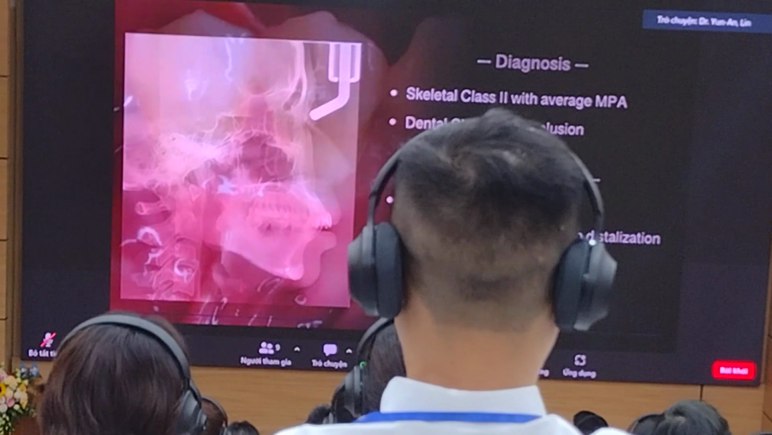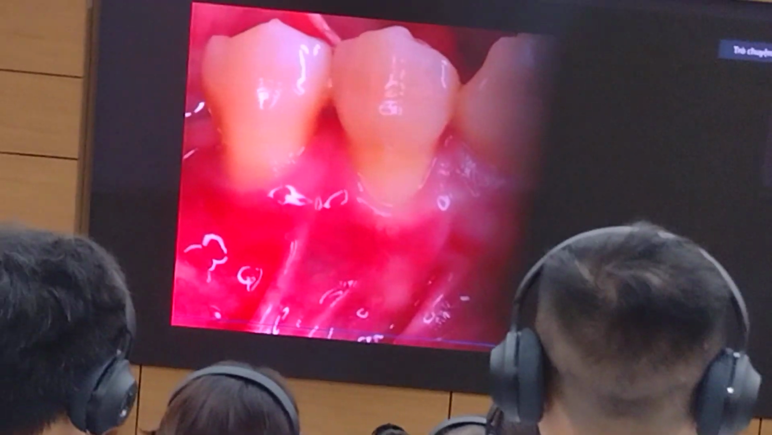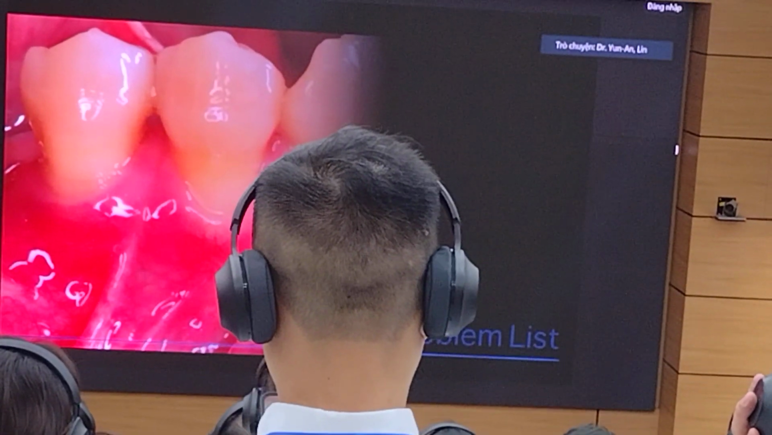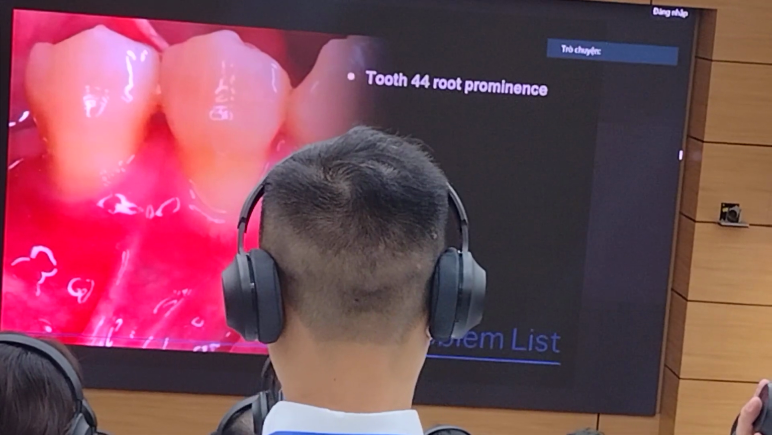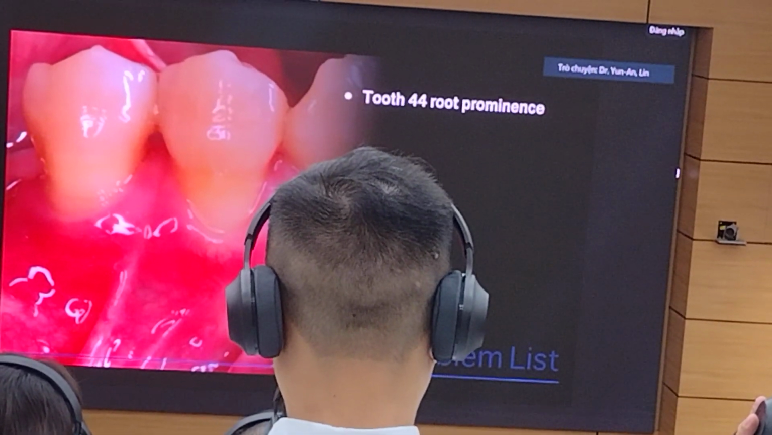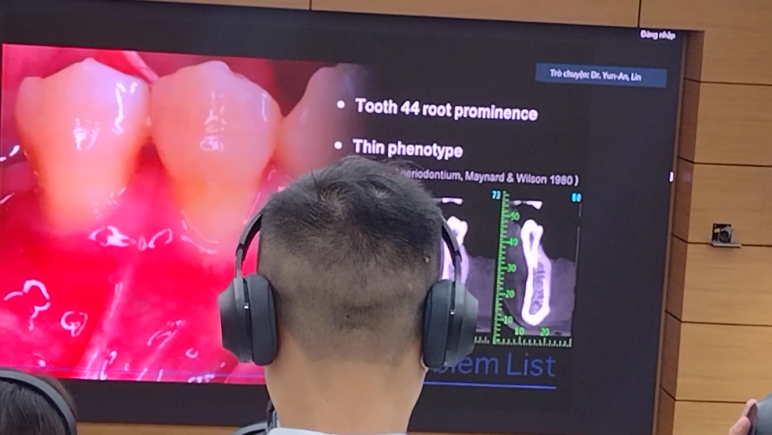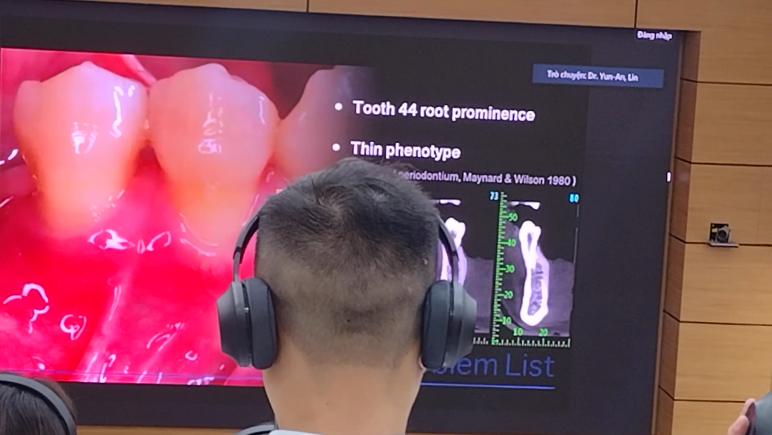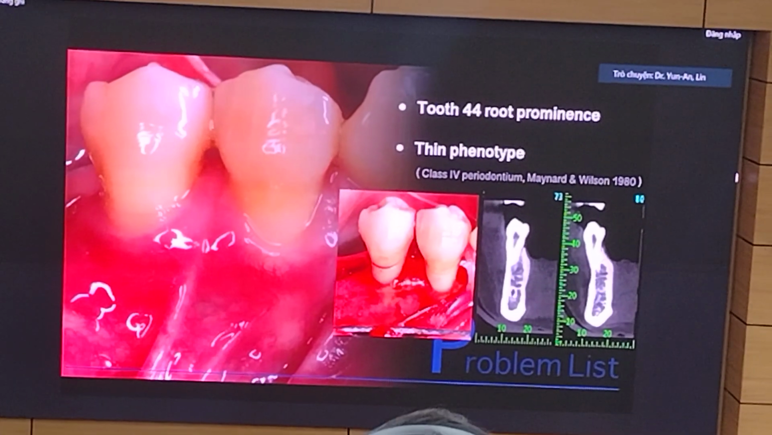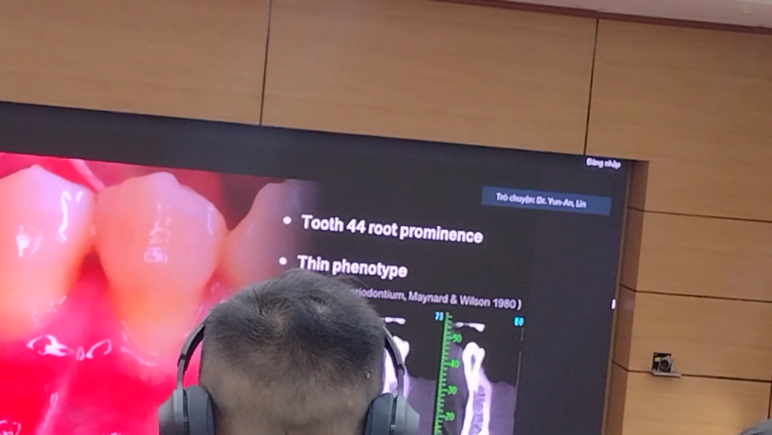However, the orthodontist noticed some problems that might carry risk or complications over teeth 44 and 45. First, the root of tooth 44 was prominent and exposed. Second, teeth 44 and 45 both have a thin phenotype. As we can see in the previous surgical photo and the accompanying CT, not only the soft tissue but also the hard tissue were both very thin.